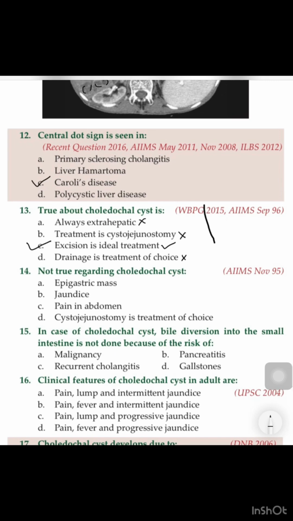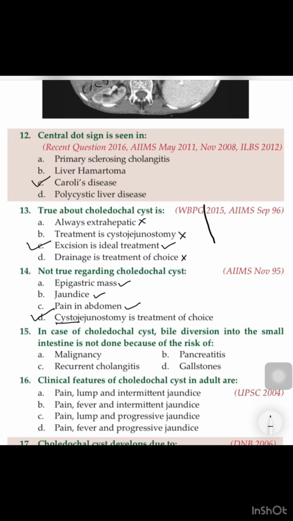Not true regarding choledochal cyst. Epigastric mass, yes, they can present with epigastric and right hypochondriac mass. Jaundice, yes. Pain abdomen, yes, due to cholangitis. Cystojejunostomy is the treatment of choice. Nowhere is it cyst. Always remember it is hepaticojejunostomy and excision of the cyst. So this is the correct option.